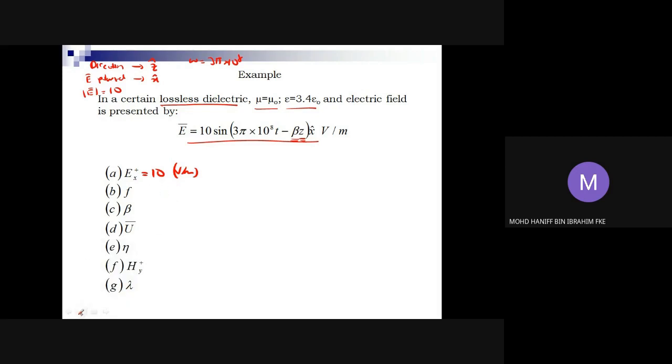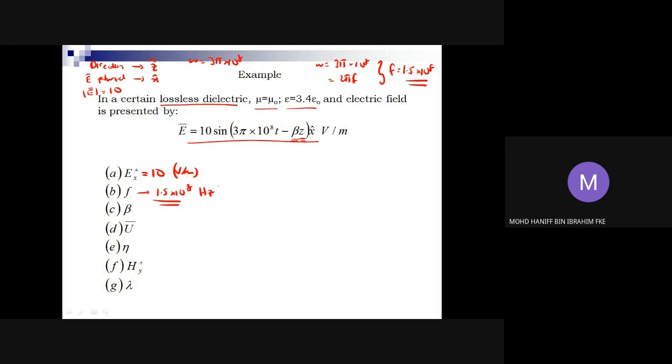Yeah, because that should be based on f, because we know that omega is 3 pi times 10 power of 8. So that should be equal to 2 pi f. And from here, we can see that the f value shall be equal to 1.5 times 10 power of 8, basically. So f will be 1.5 times 10 power of 8. So that should be your frequency in hertz.